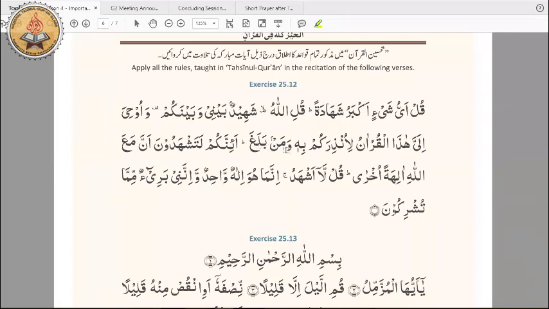So then that one, the noon sound falls away and the meme sound is made to appear. Wa man balagha. Good. And lastly, this one. Excellent. So this is a noon with a shadda. So we have to make a ghunna sound for 2 seconds.